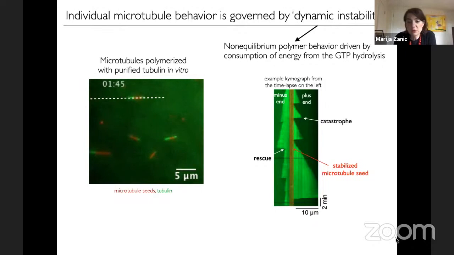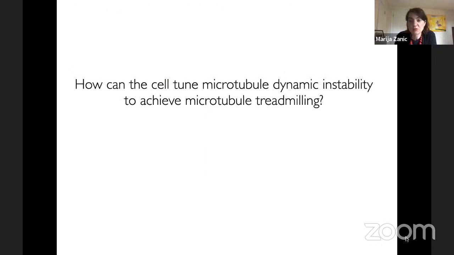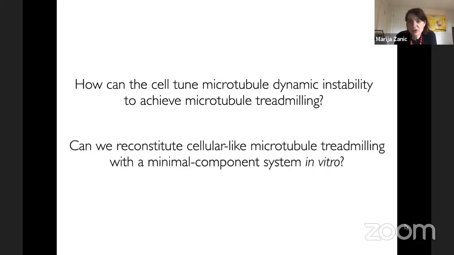So the question that we became interested in is, how can the cell tune this stochastic independent behavior of microtubule ends, known as dynamic instability, to achieve sustained polymerization at one microtubule end and simultaneous depolymerization at the other microtubule end, which is treadmilling? In my lab, this question directly translates to: can we reconstitute cellular-like microtubule treadmilling with a minimal component system in vitro?